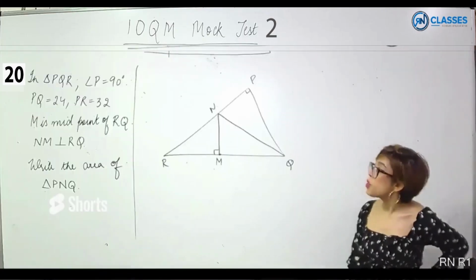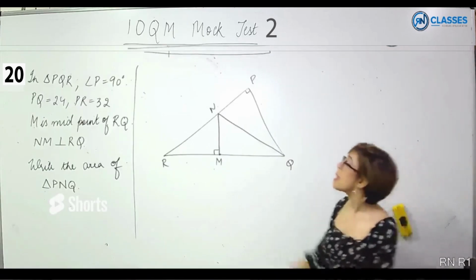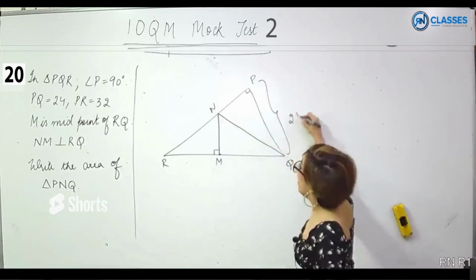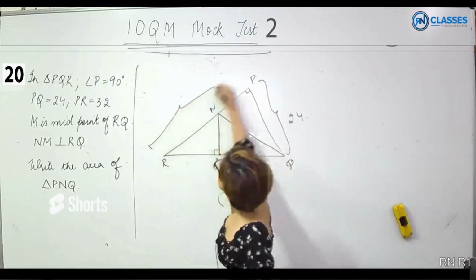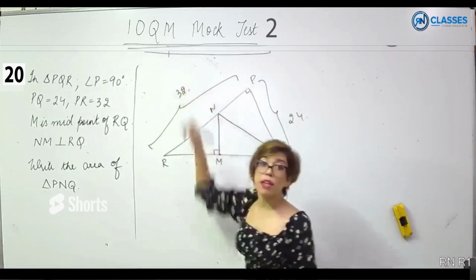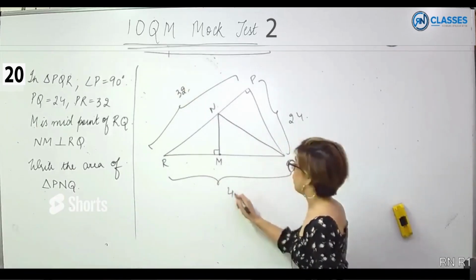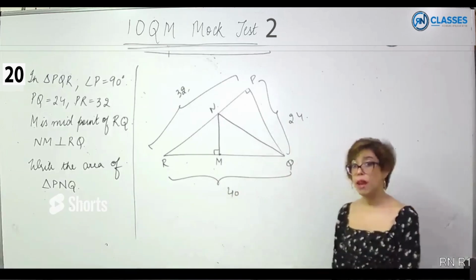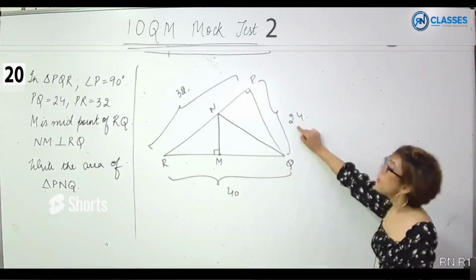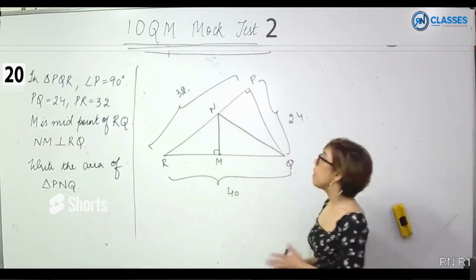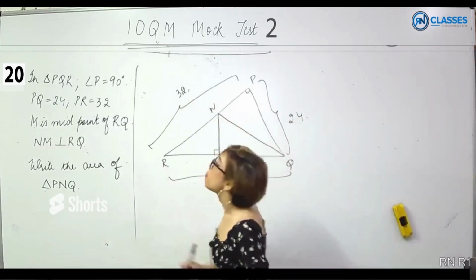Alright. For the next question, the figure is given to us. Now he says angle P is 90, PQ is 24, and PR is 32. Now since I know it's a right angle triangle, I know the third side, which turns out to be 40. Right? Even if you do not know the Pythagorean triplet, you can see that this is 8 into 3, this is 8 into 4, this has to be 8 into 5.